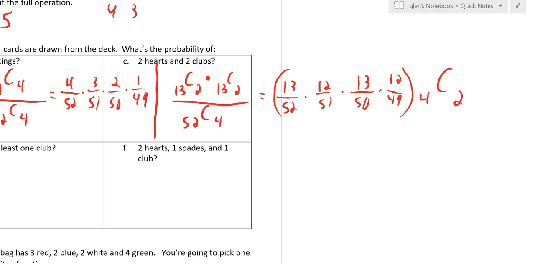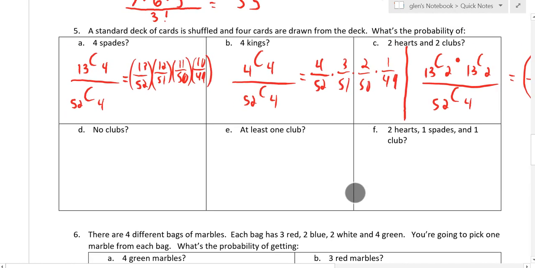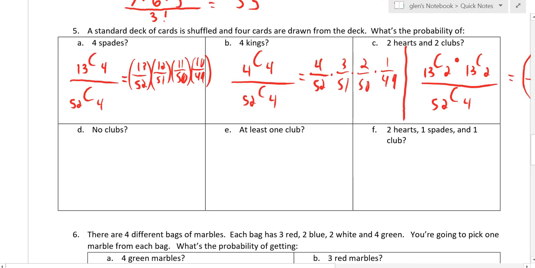Okay. So this is 0.022. Great. What's the probability of getting no clubs? Well, the cards that aren't clubs, there's 39 of them, because 13 are clubs. So we need 39 cards, and we want to choose 4 of them. And we want to divide that by 52 choose 4.